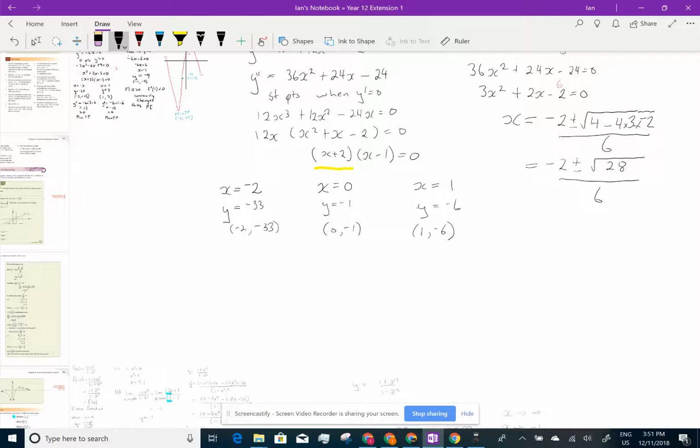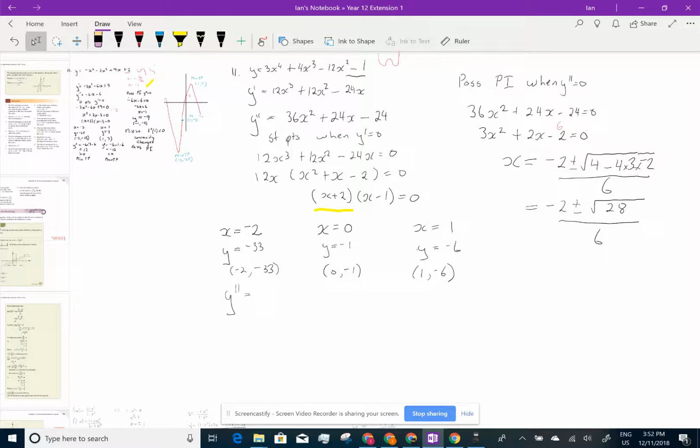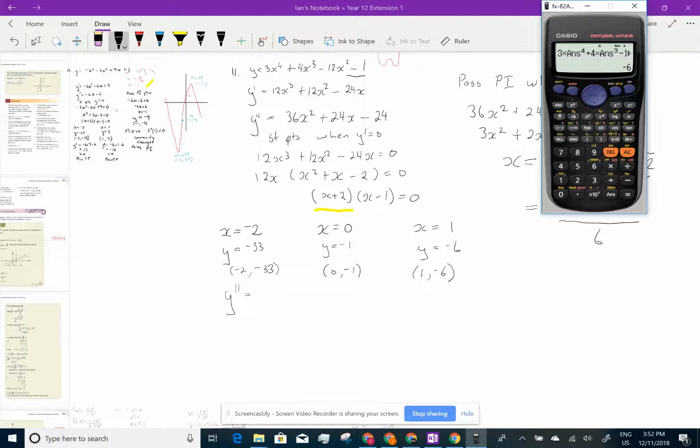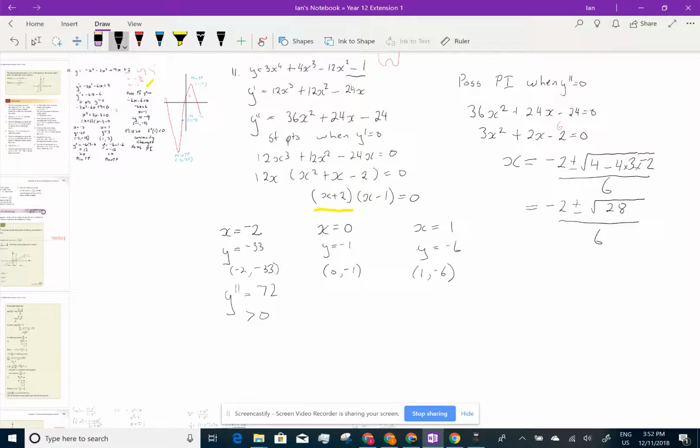So here, what does y double dash equal? I'm going to go to my calculator and put in minus 2 equals, and then 36 times my answer squared plus 24 times my answer minus 24. That gives 72, which is greater than 0, so it's a min.